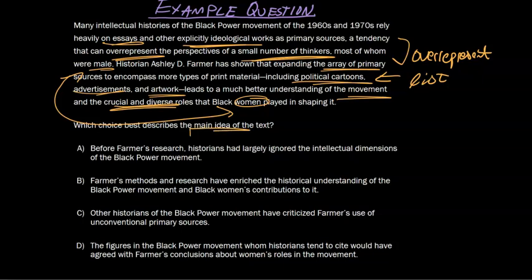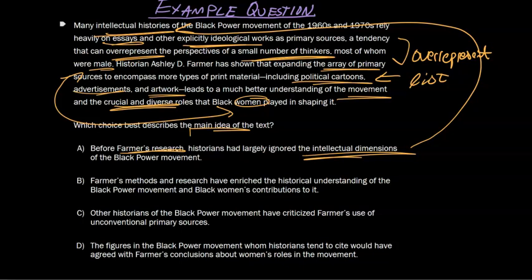So we're looking for a main idea. Choice A: before Farmer's research, historians had largely ignored intellectual dimensions. I take a look at this. I don't see the words intellectual dimensions. I see intellectual histories. Even if that was related here, that would deny choice A, because what they're saying is that there were intellectual histories that were noted here. They were just all males.